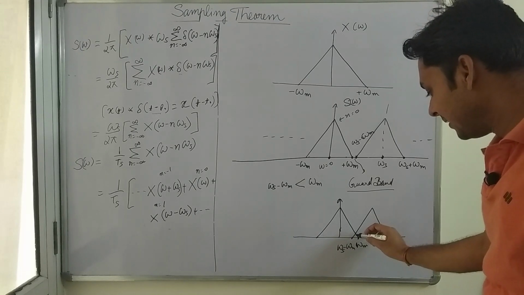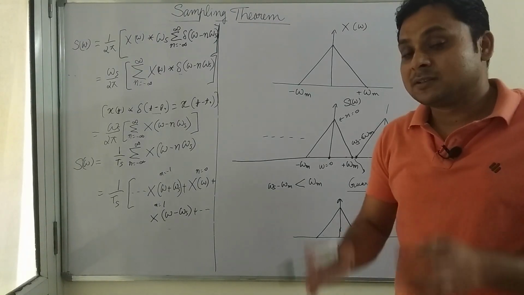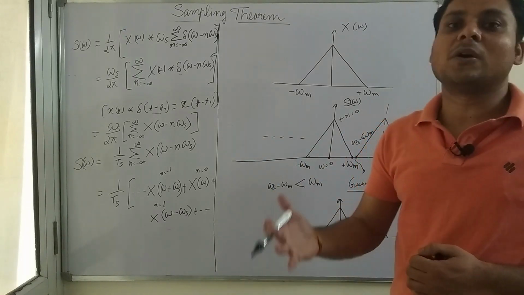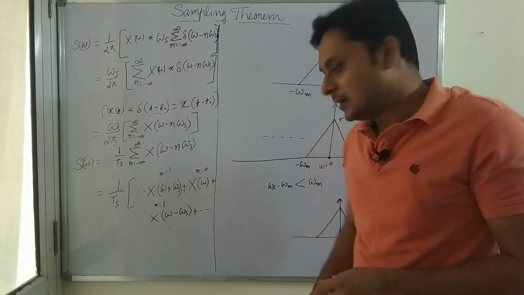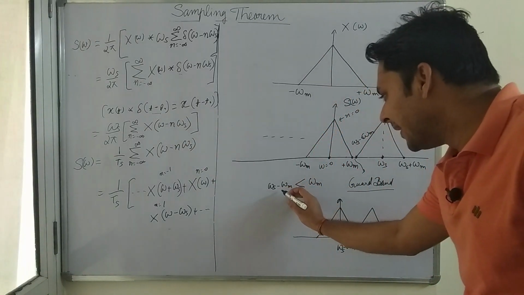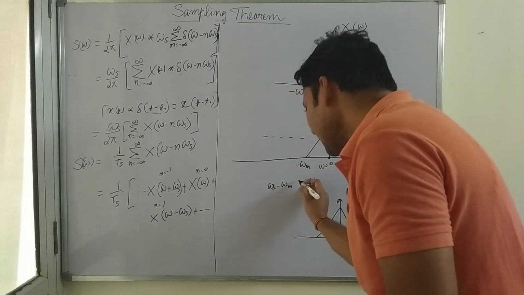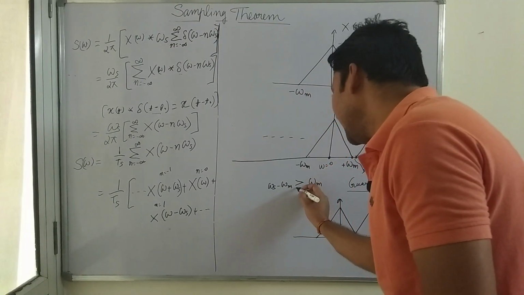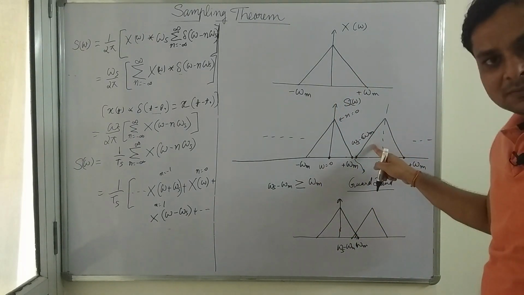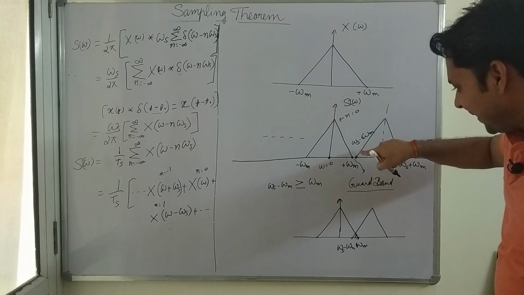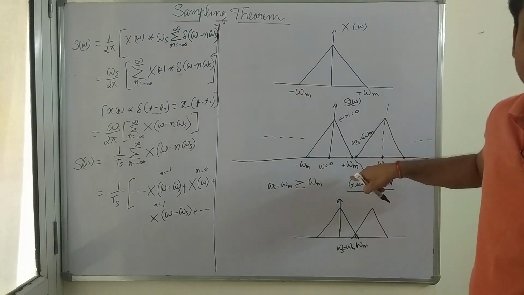Here one overlapping will occur, and due to this overlapping the signal cannot be recovered in its original form. For the sampling process one condition is there: omega s minus omega m must be either greater than or equal to omega m. Look here, this is the same situation. You can see that omega s minus omega m is greater than omega m.